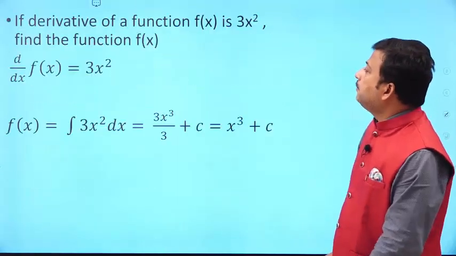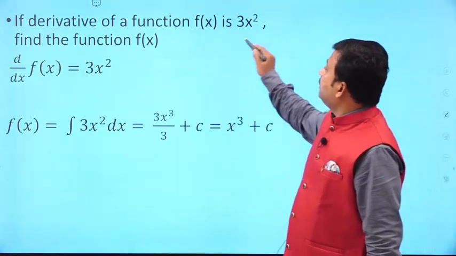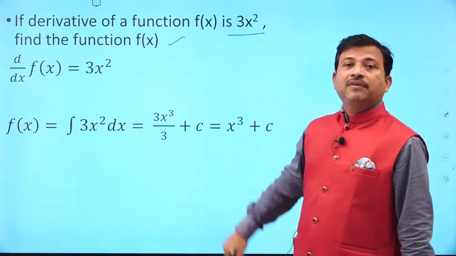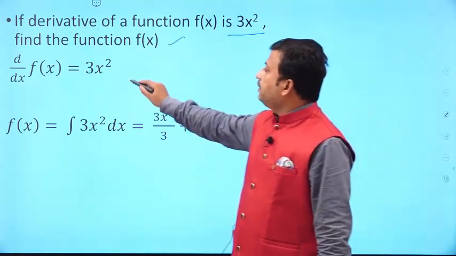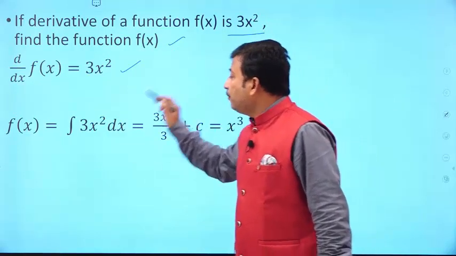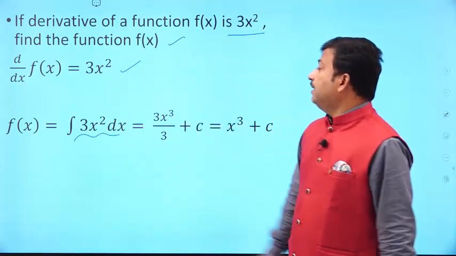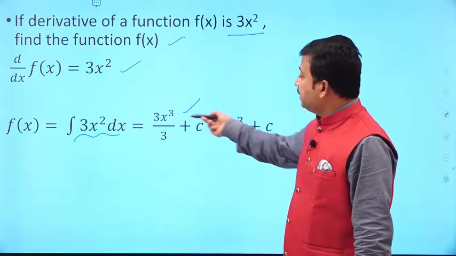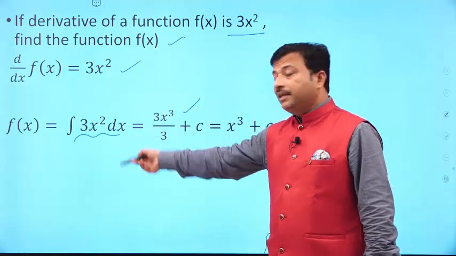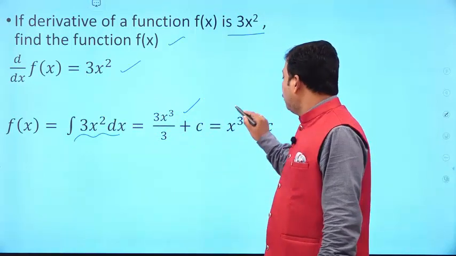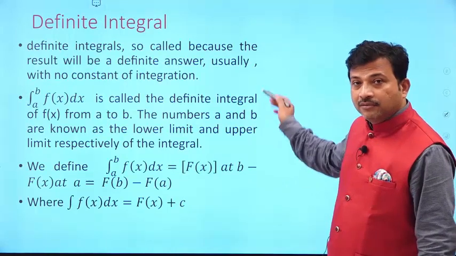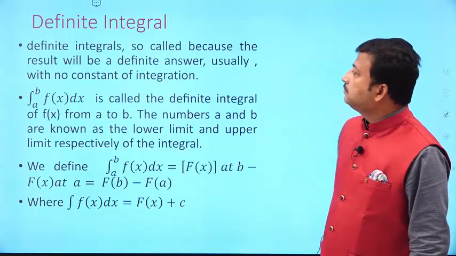Clear? Right. If the derivative of function f of x is 3x square, find f of x. Derivative is given, we are going to find the function f of x. Derivative of f of x is 3x square. So, f of x is the integral of 3x square dx. Already you know, integration of x square is x cube by 3. 3 is multiplied here. So, 3x cube by 3 plus c equals x cube plus c. We have added a constant, remember it.